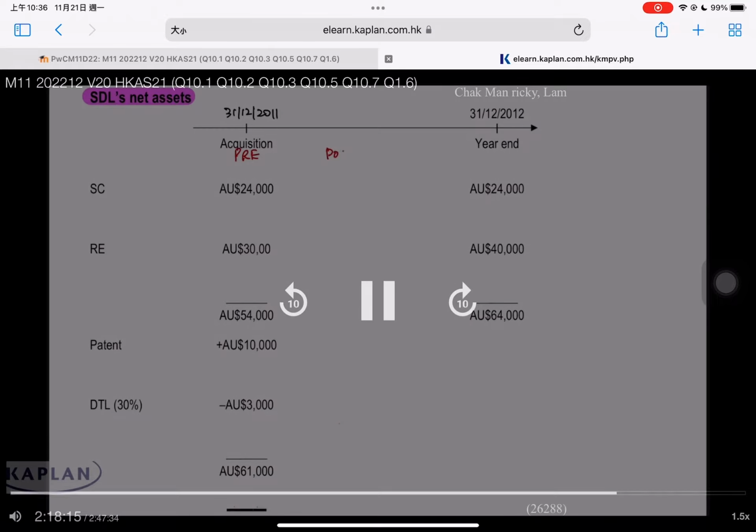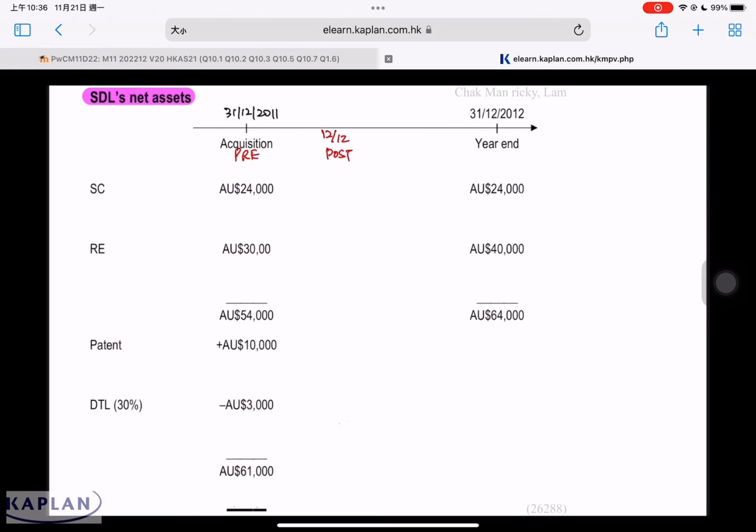Now we consider the post. The post is for 12 months. From the acquisition date to the year end, there's a post-acquisition profit of $10 million. Then we must account for the additional amortization, depreciation of the patent, equal to 1,000. As a result of this amortization, we must account for the tax effect, which is 300.